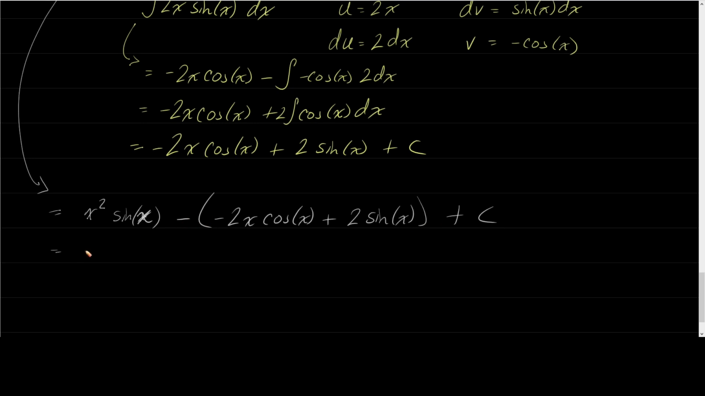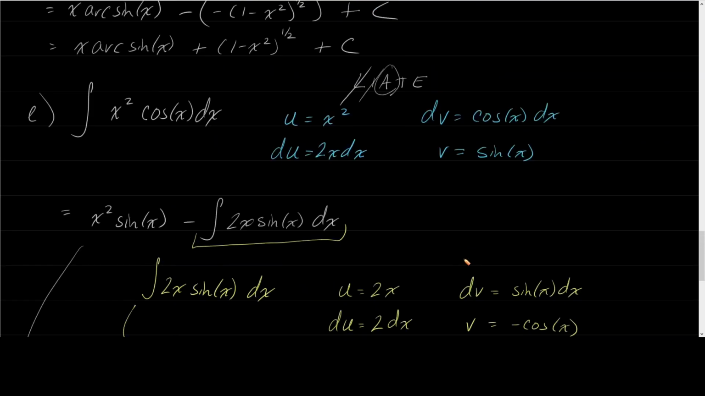Distributing this negative sign, I end up with x squared sine of x plus 2x cosine x, it's not plus anymore, minus, we're distributing the negative, minus 2 sine x plus c. All right, and that would be the end of that.